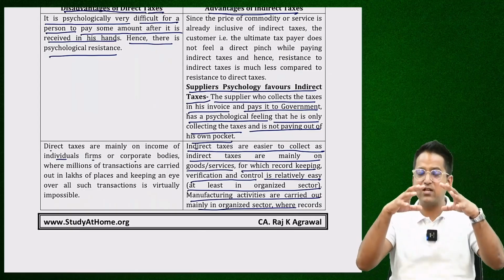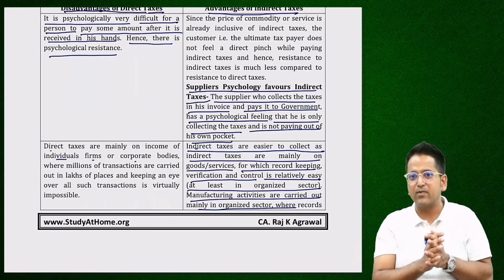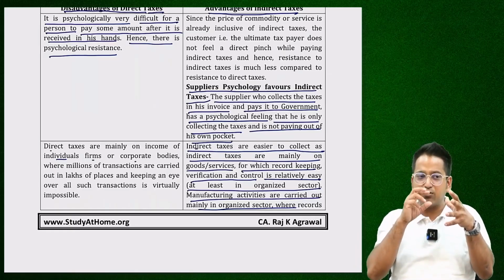And moreover, the manufacturers are generally big companies. So when these companies sell these goods, it is easy to trace whether GST or any indirect tax has been applied to the goods or not.